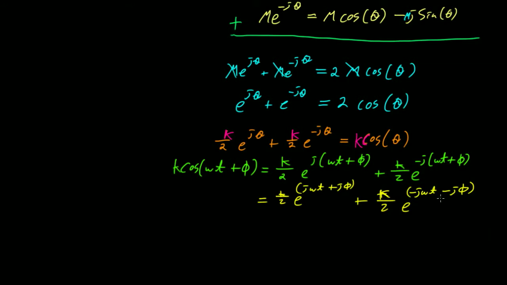And now the last step: if I'm adding stuff in my exponent here, I can break that up like this, right? I can say k over 2 e to the j omega t times e to the j phi, plus k over 2 e to the minus j omega t times e to the minus j phi.